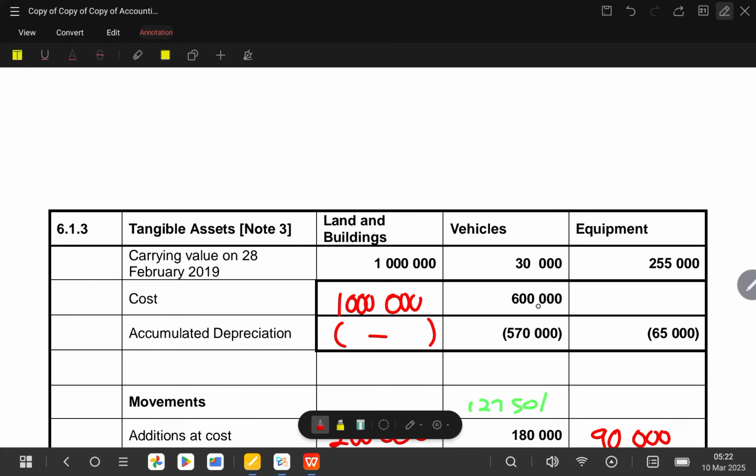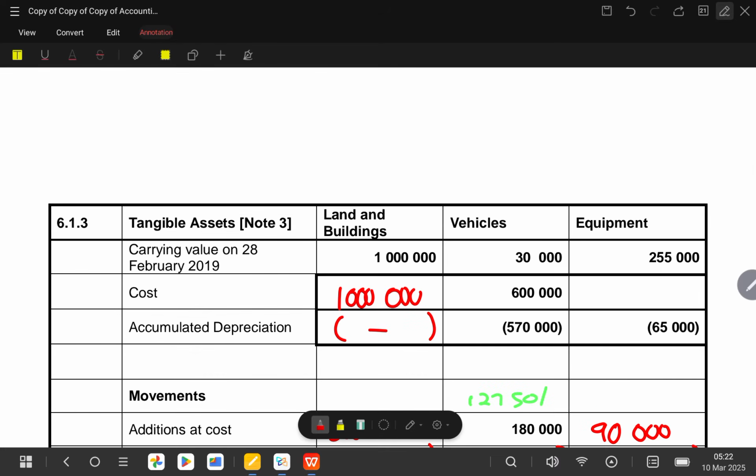If you say 600,000, let me show you how, if you add your accumulated and your carrying value, 570,000. Let me show you, 570,000 plus your 30,000 will give you 600,000. So it means we can do the same here. So 255,000 plus 65,000 will give us that 320. So our cost at the beginning was 320,000.